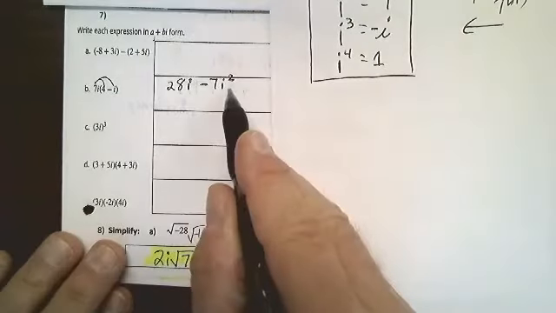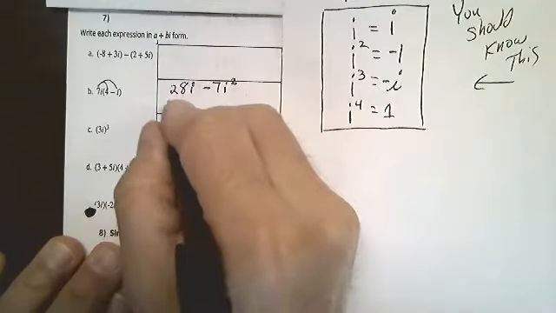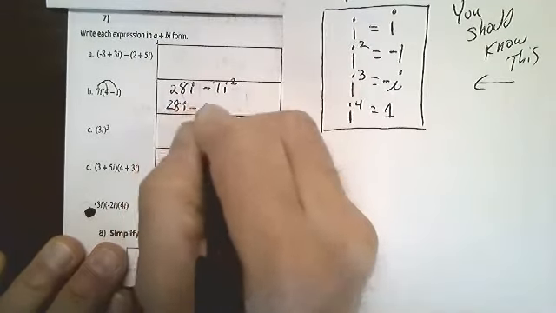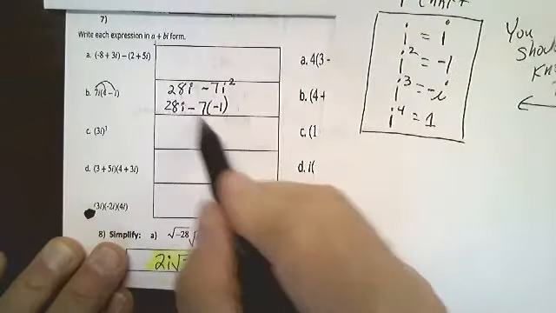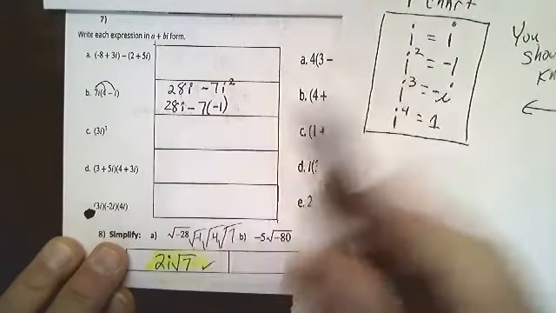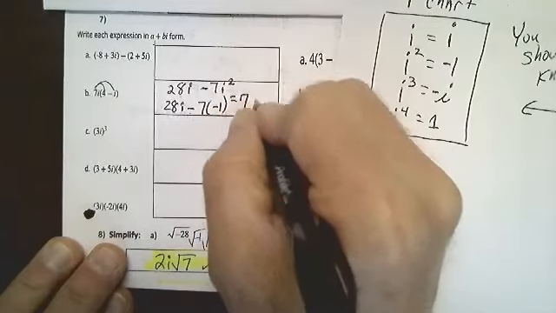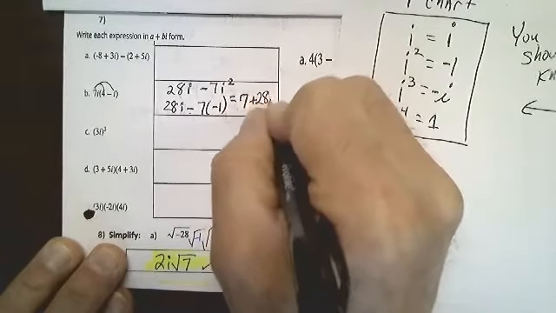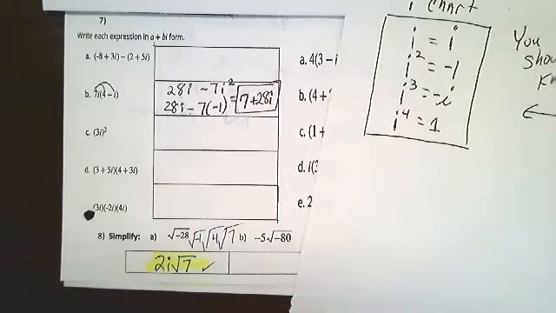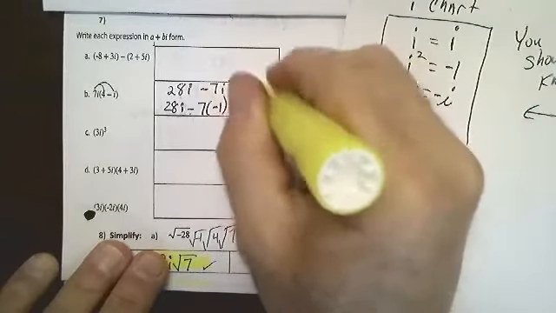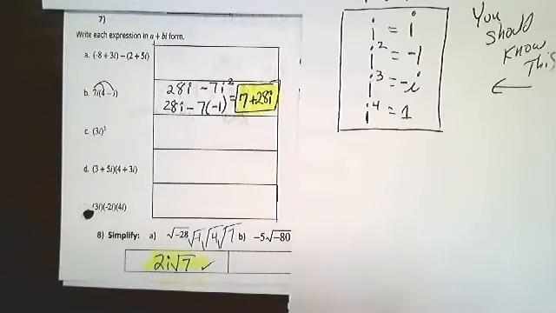All right, so i squared right here. I look at my i chart, it's -1. So I just rewrite this as 28i minus 7 times -1. And when I take -7 times -1, I get +7. So I'm going to clean this answer up as 7 plus 28i. The real part goes first, the imaginary part goes second. Fix it. I don't want 28i plus 7. I want 7 plus 28i. Go ahead, you can fix it.